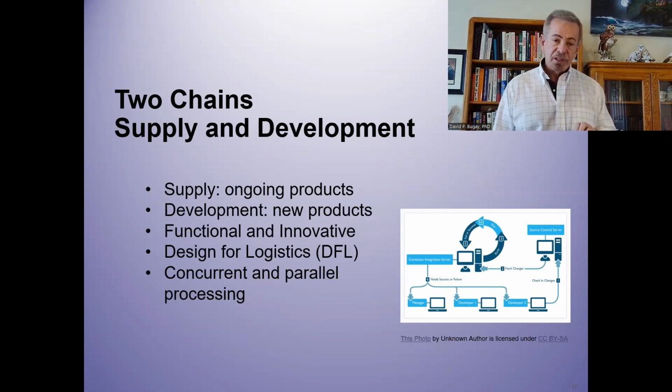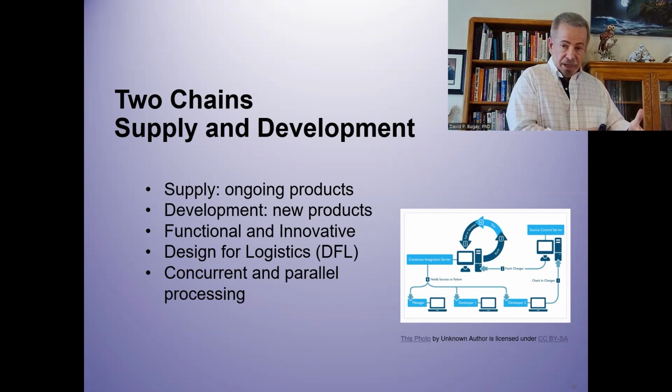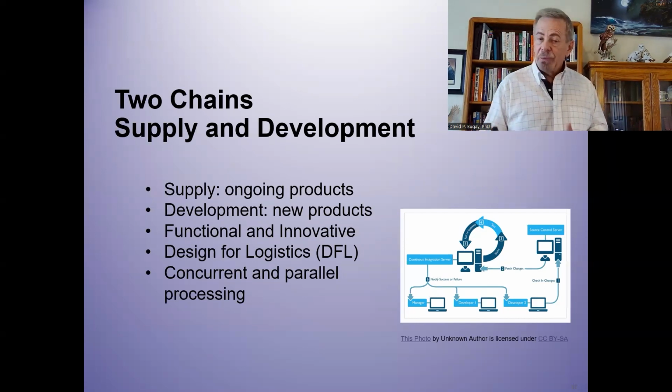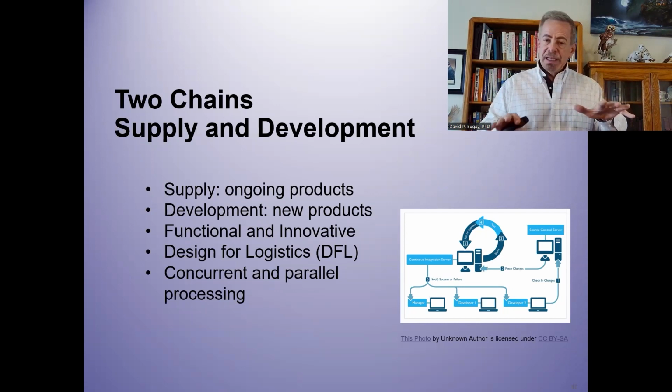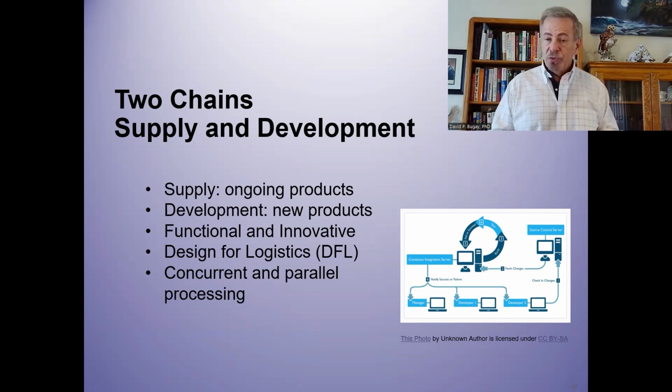So to close the section about the supply and development chains, the supply is ongoing products, development is new products. You need to focus in all the time on the functional and the innovative, and focus in on the design for logistics. Make certain your design is friendly with the manufacturer, also transportation, and how it gets through the supply chain logistically, and pay attention to concurrent and then parallel processing. It depends which one is best for you and your product development.